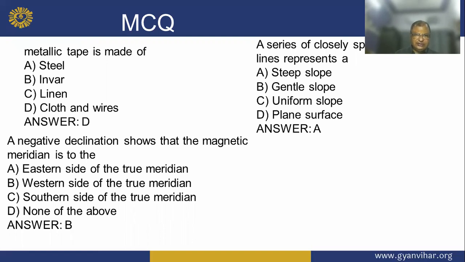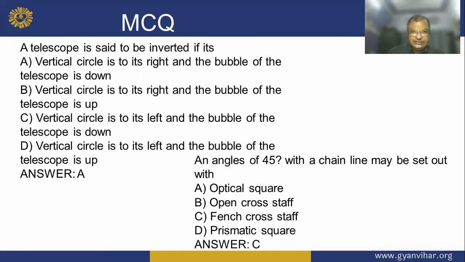And next question, negative declination shows the magnetic meridian lies to the... The correct answer is B, western side of the true meridian. And now, a telescope is set to the inverted position and the vertical circle to the right, so the bubble of the telescope is down. The correct answer is A, vertical circle to the right and bubble of the telescope is down.